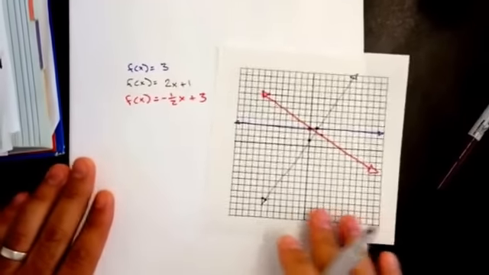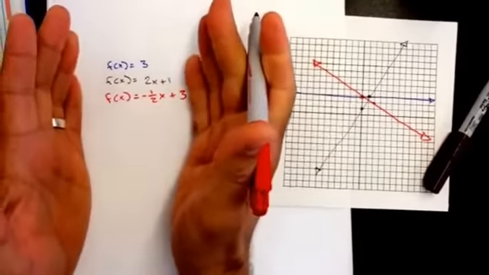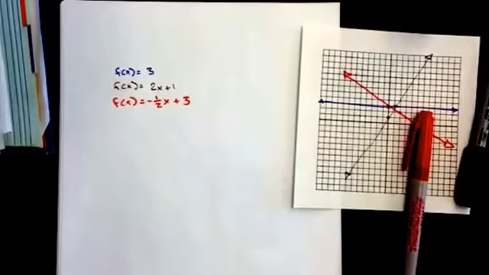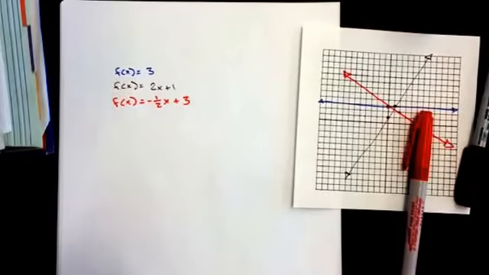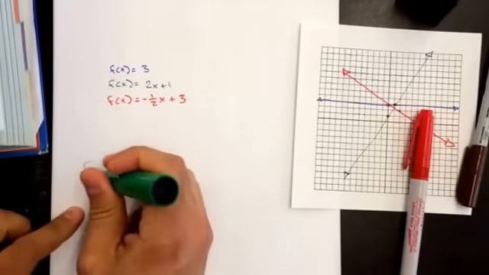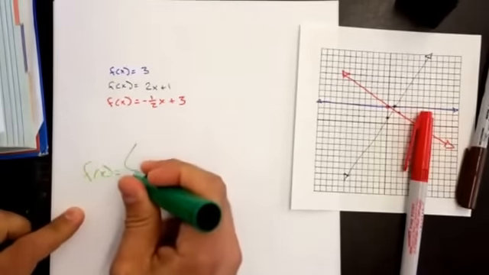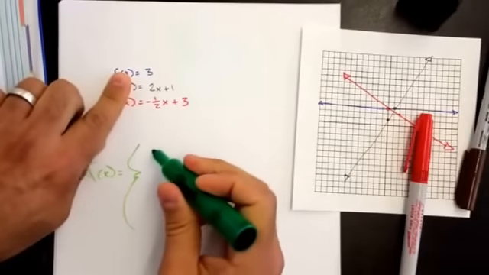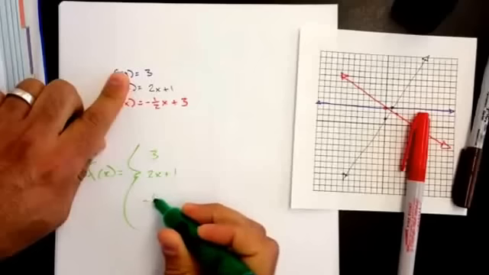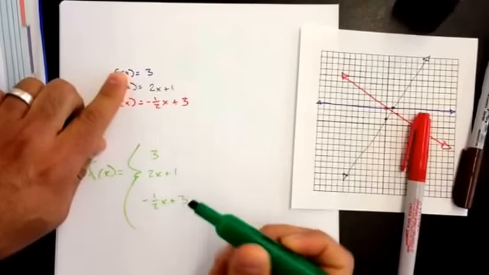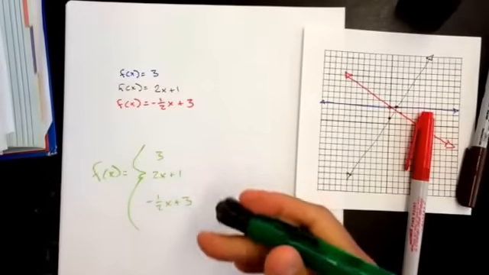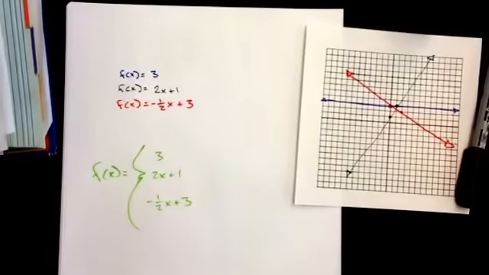Now what a piecewise function does is it takes these three and puts them into one function. So the piecewise function wouldn't be three of them written out like that. It would be f of x equals, and then we would put all three rules. Equals 3, it equals 2x plus 1, it equals negative 1/2 x plus 3. So when you see this written this way, all that means is you have three different functions that are all put together. Now we have restrictions.